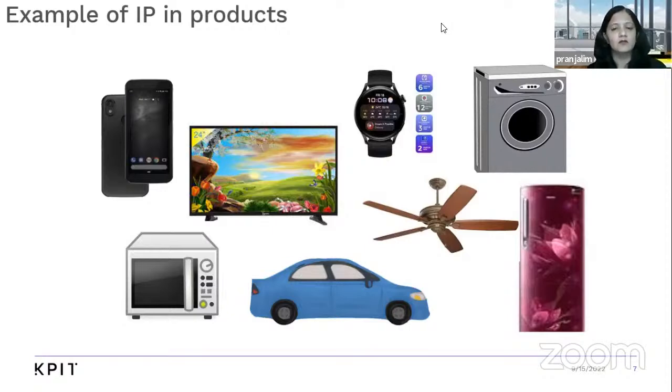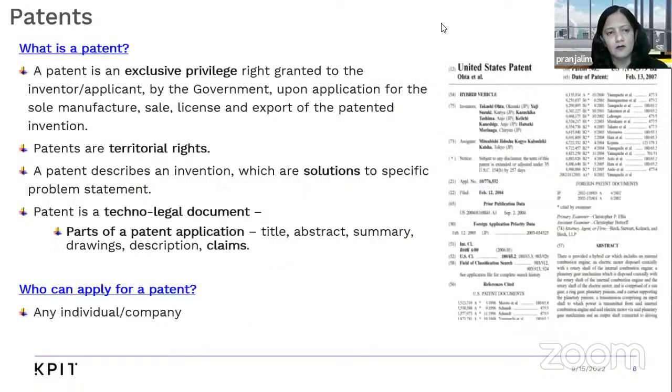So one product can and should be protected under various forms of IP. Moving on, we'll talk more about patents now in detail. So we'll see what is a patent.